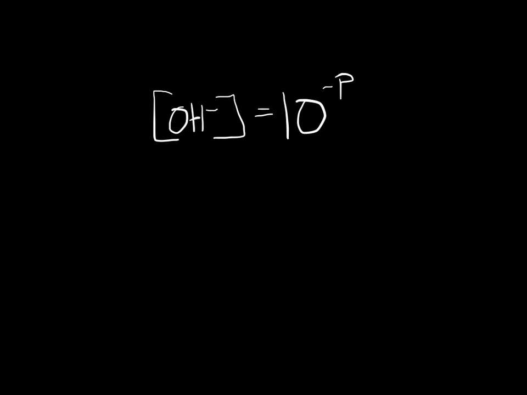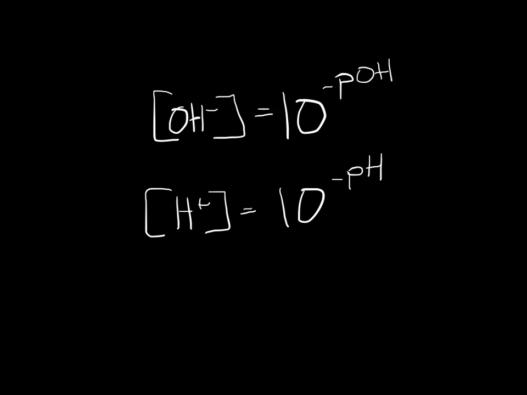Going backwards from the pOH, so let's say we wanted to find what the OH minus concentration is based upon the pOH. It's the same deal. It would be 10 to the negative pOH. So 10 to the negative pH will give us the H plus concentration, but 10 to the negative pOH will get us the OH minus concentration. So keep those two separate, and don't forget the negative on either one of them.